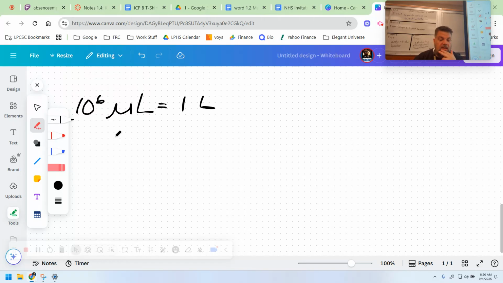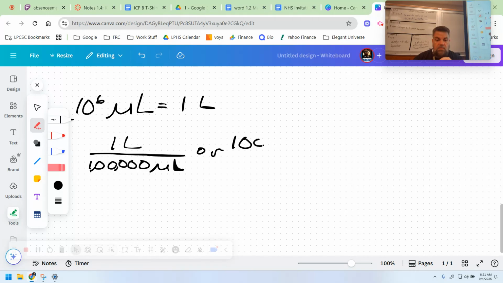Okay? So I can make 2 conversion factors. 1 liter is equal to, remember 10 to the 6 is 6 zeros after the 1. So that's 1 million microliters. Or 1 million microliters are equal to 1 liter. Now you could put meters instead of liters. You could put grams. Those numbers are true.